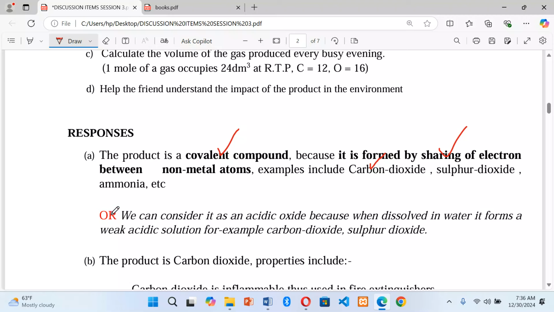Then another student could say we can consider it as an acidic oxide. Why? Because it dissolves in water to form an acidic solution. For example, carbon dioxide gas. So any of the two can work. We can categorize it as a covalent compound depending on its structure, or we can categorize it as an oxide. So any of the two remains correct.